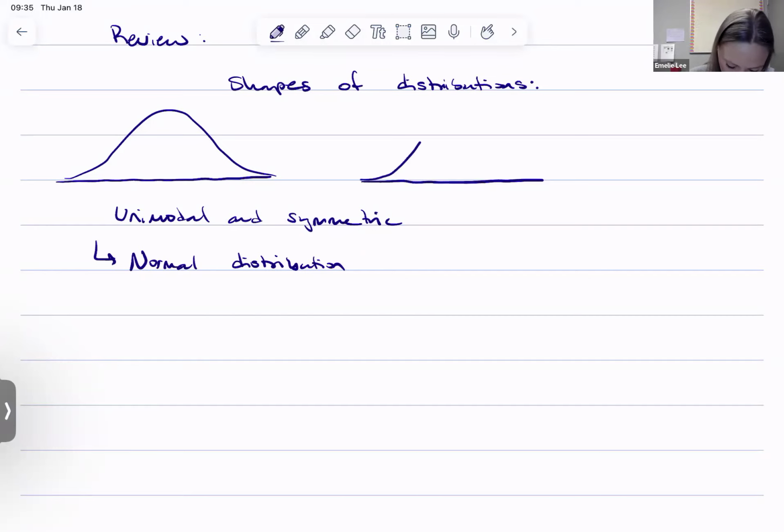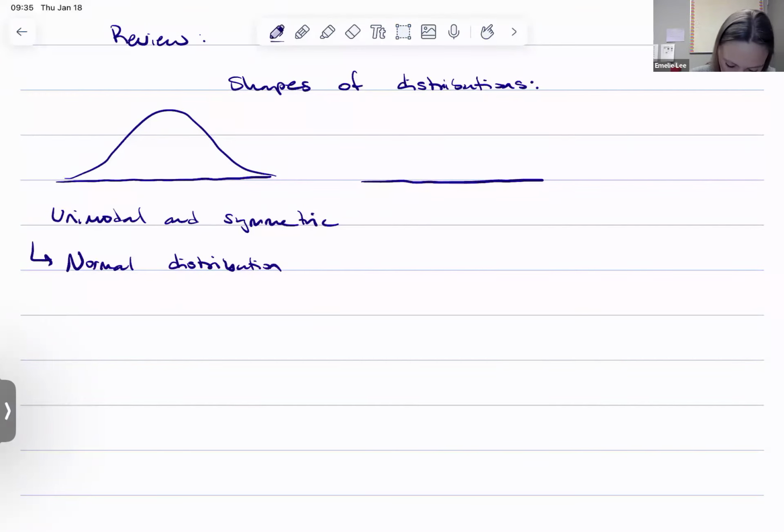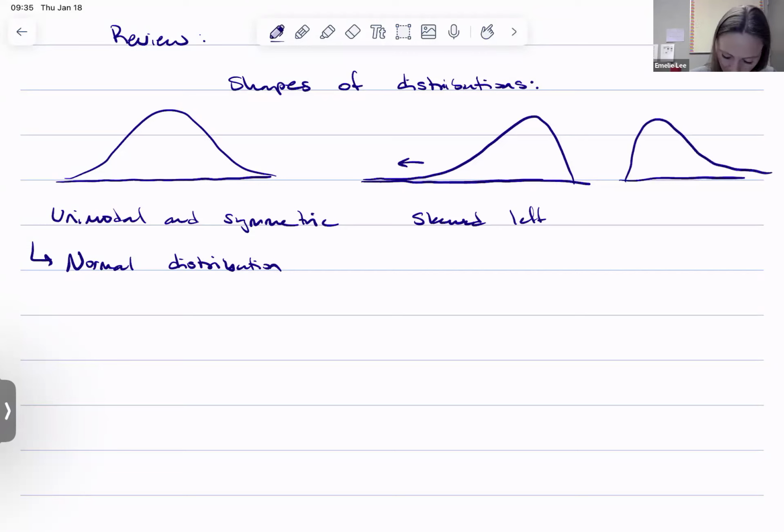Let's see here. So what was another shape that we could talk about? Oh, I should emphasize it a little bit more. What if we have something like this, right? We call that a skewed distribution. So now I'm focusing on the unimodal distributions, and we call this a skewed distribution. And this is skewed in the direction of the tail, which is heading left or in the negative direction. And so this would be skewed left versus the other direction, which would be skewed right.